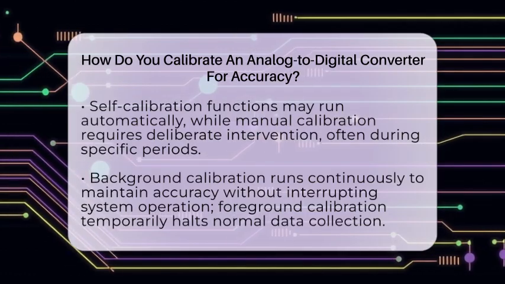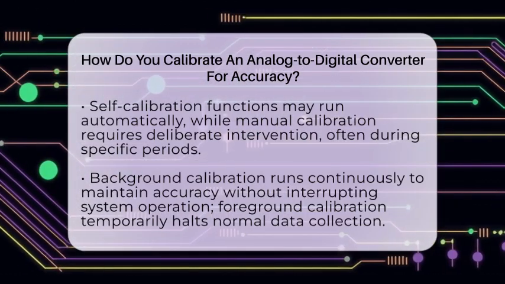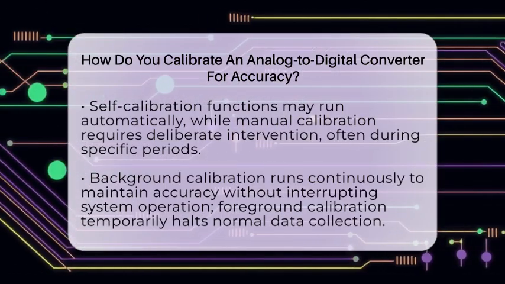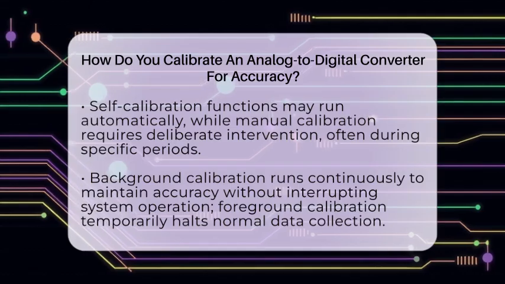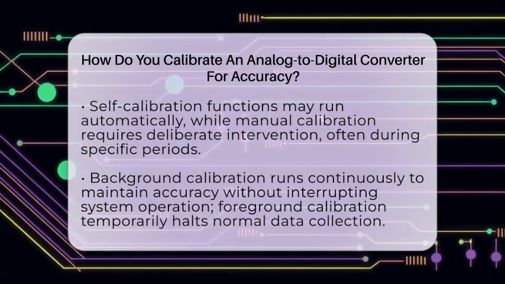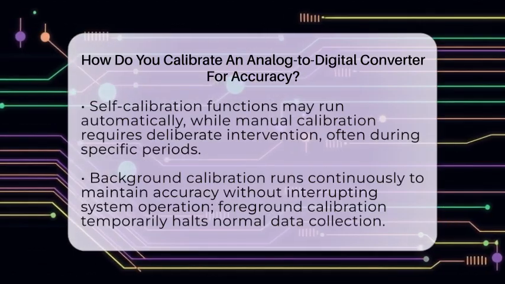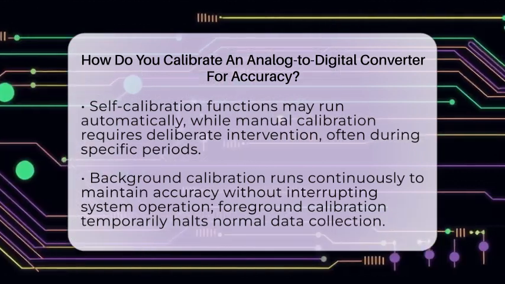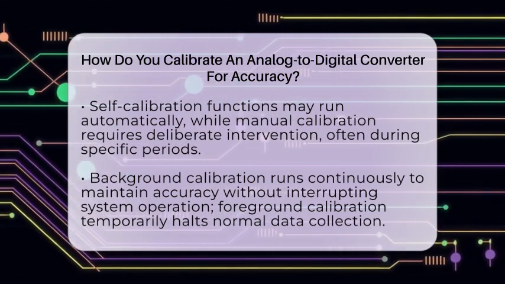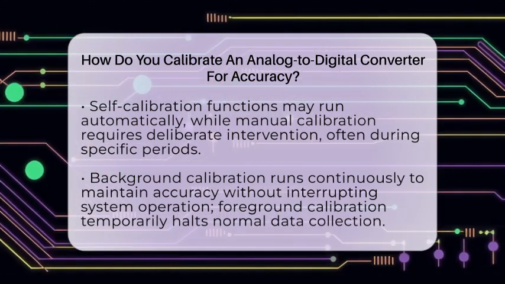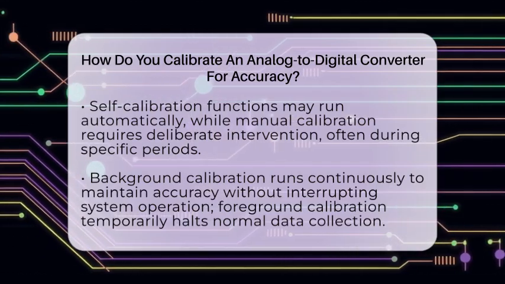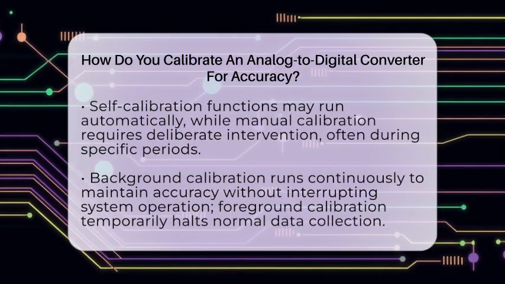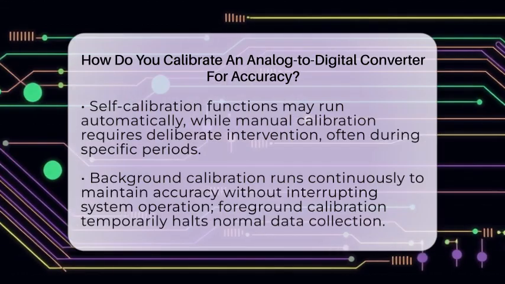Calibration techniques can be analog or digital. Analog calibration involves adjusting internal reference voltages or current sources to reduce errors. Digital calibration uses algorithms to process the digital output and correct errors after conversion. Some systems use self-calibration functions that run automatically, while others need manual calibration during specific periods. Background calibration runs continuously in the background, keeping the accuracy stable without stopping data collection. Foreground calibration requires pausing normal operation to perform calibration steps.